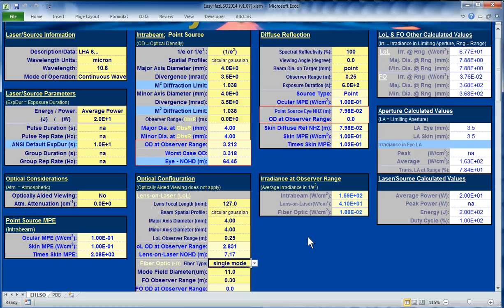Just put the focal length of the lens in, use intrabeam diameters if you're not given something different, and use a quarter of a meter for the observer range, generally, for the OD requirement. This is sort of a default for that. Okay, so we'll move on to the next one.